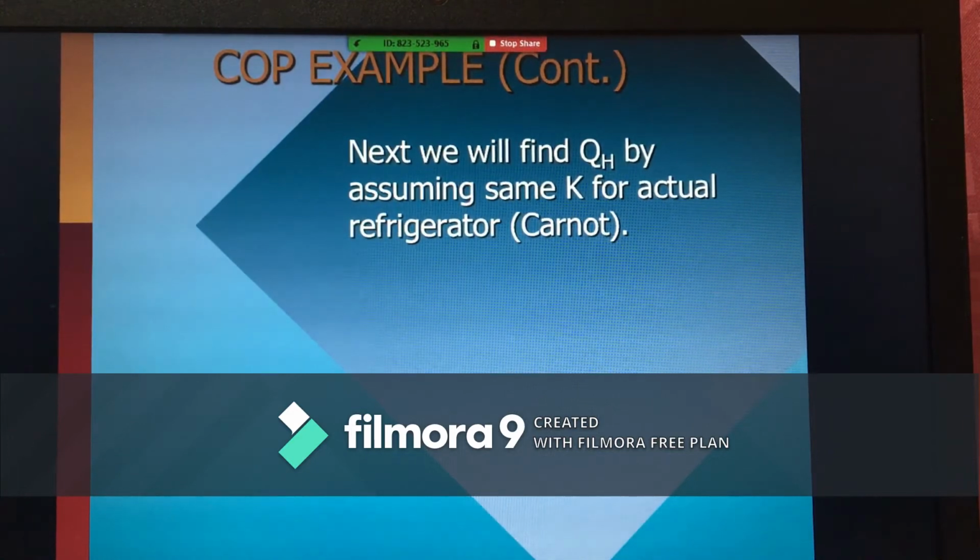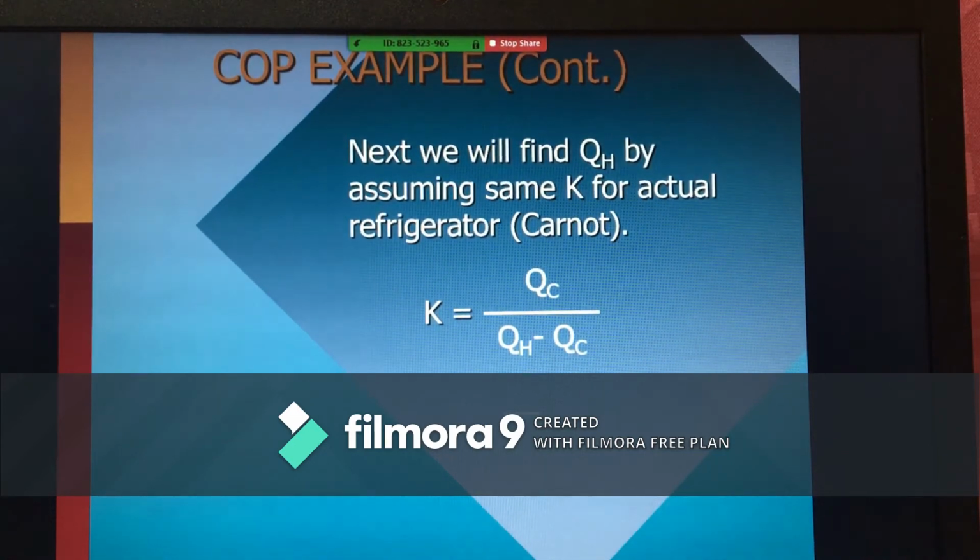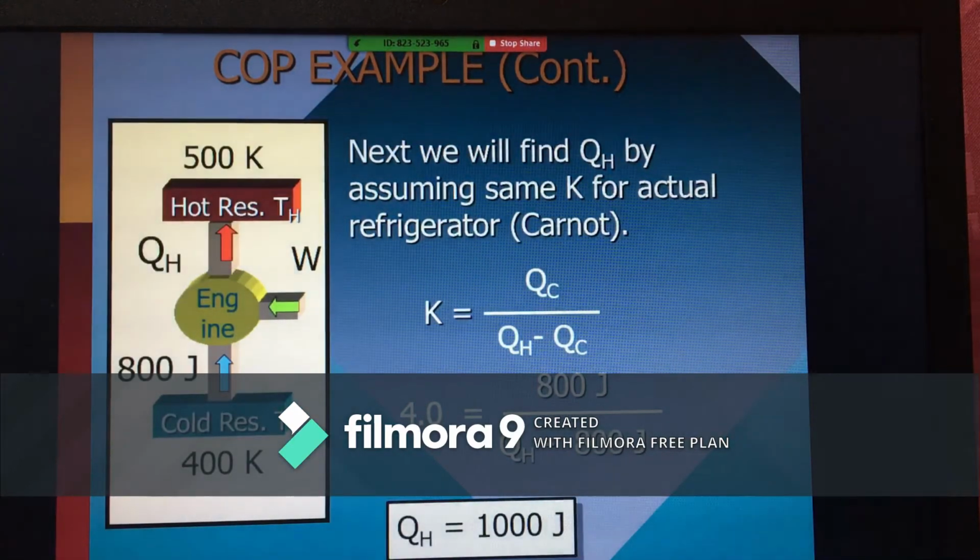QH muna pala. So finding QH by assuming same K for actual refrigerator or Carnot. So K is equal to QC over QH minus QC. So substituting K, therefore we can solve for QH. So QH is equal to 1000 joules.